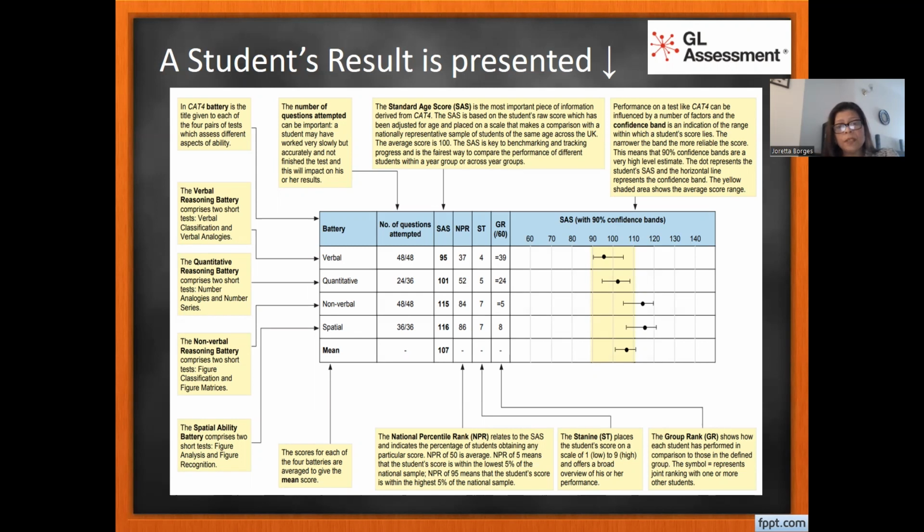The National Percentile Rank, or the NPR, has an average of 50. This means that if a student has scored 5, he is performing in the lowest 5% of the group. And if a student has scored a 95, that means he is performing in the highest 5%.